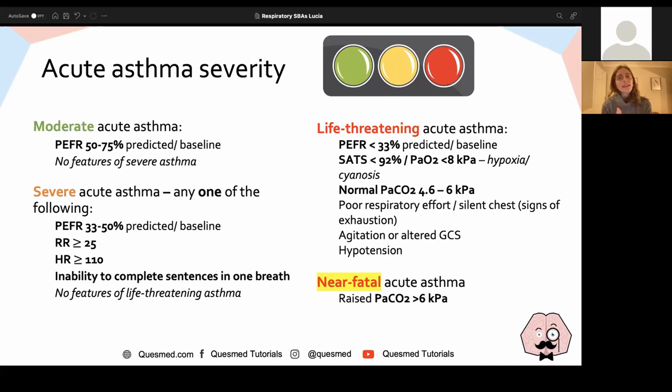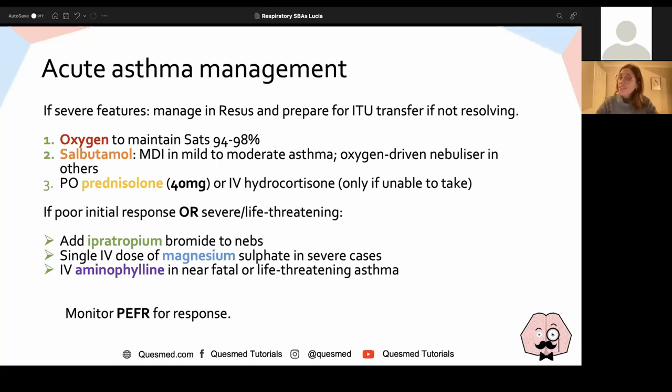And the near fatal attack is when that CO2 is starting to rise. So quite significant. Now, when it comes to the management of acute asthma, you might have heard some acronyms, which I'm not going to repeat in this lecture because it goes on YouTube, but there's a variety of them.